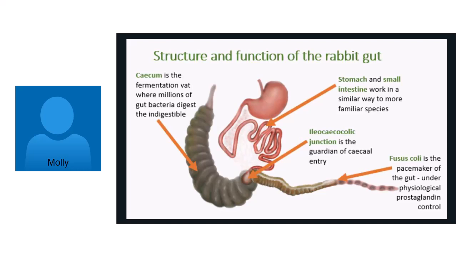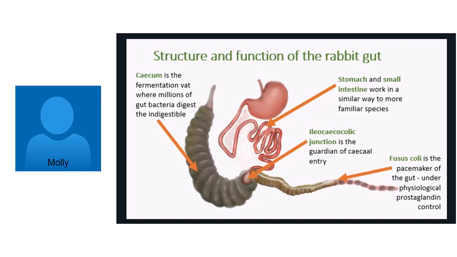And what it is, is a valve between the small intestine and the junction of the proximal large intestine and the cecum. And it stops retroperistaltic flow back into the small intestine. And that is very, very useful for our rabbits when we're talking about the large intestine and also the cecum.